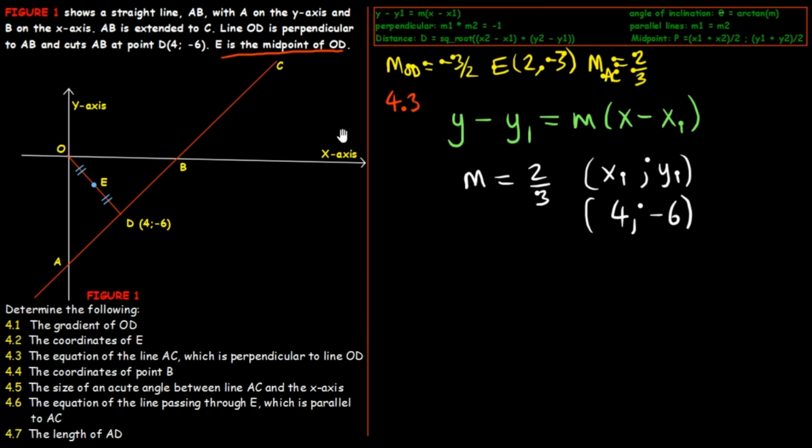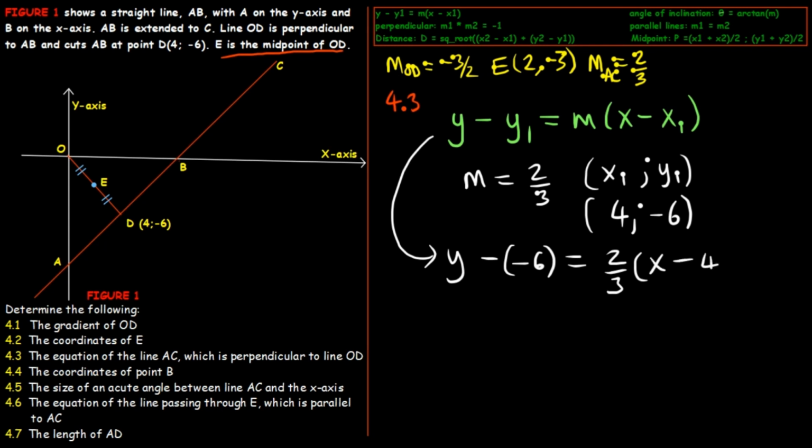Now it's time to solve for the equation. Let's substitute the values of the points. We have our y1, which is -6 in brackets, equals our gradient 2/3, then our x1, which is 4. Now let's simplify. We get +6 equals 2x/3, then -2 times 4, we get 8/3.